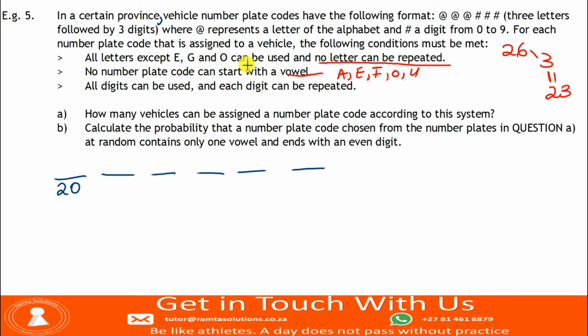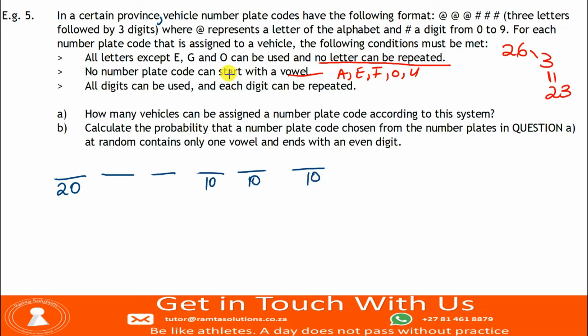So E and O are included, and then you are also subtracting the G. So basically 1, 2, 3, 4, 5, 6. So you are not considering the 6 alphabets. So for the first letter, you have 20. All right? Okay. All digits can be used and each digit can be repeated. So this means you have 10, 10, 10. Right? Because you can repeat them. All right. So this is the situation so far.